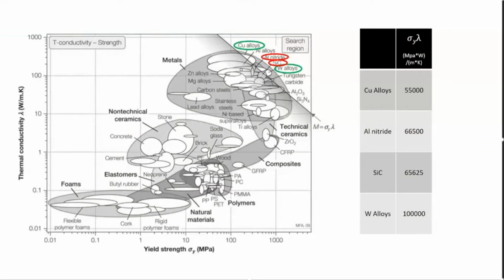All right, so here's the first chart itself. This is the yield strength to thermal conductivity. This allows us to find the material that would conduct the most heat away from the combustion. And we see we're playing with four materials. Copper alloys and tungsten alloys are really the top two that I'm considering, but we also have aluminum nitride and silicon carbide.